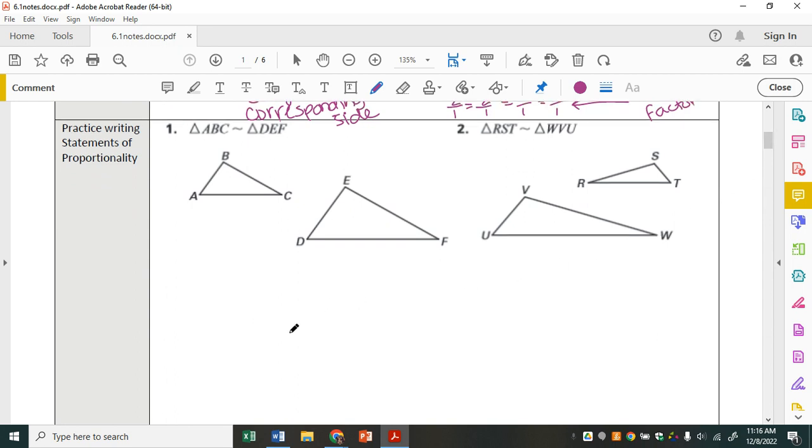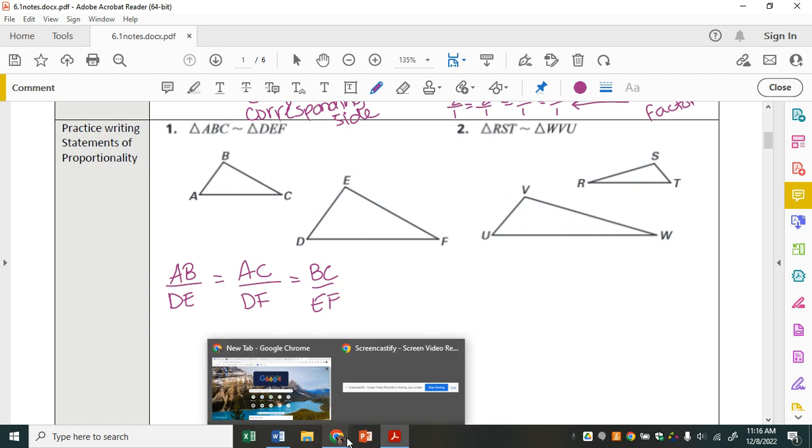If we look down here, it says practice writing statements of proportionality. We want to go through and actually write our proportions between all of our side lengths. So side AB would be corresponding to side DE. That's our first ratio. That has to be equal to the same ratio between AC and its corresponding side DF. And it has to be the same ratio between the corresponding sides BC and EF. So take a second, go ahead and pause the video right now. Go ahead and list out your corresponding side length ratios for number 2.